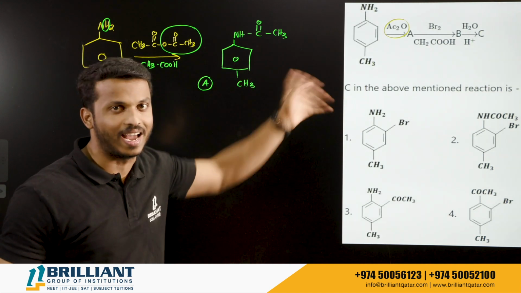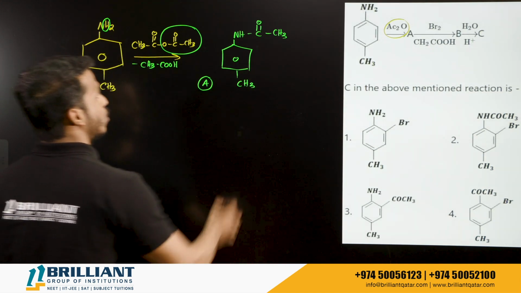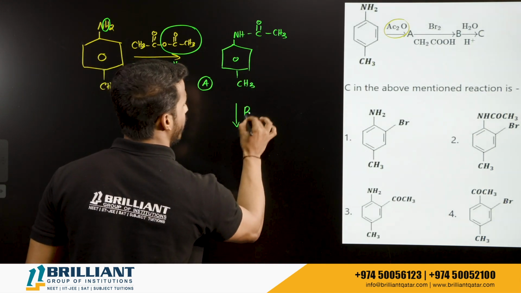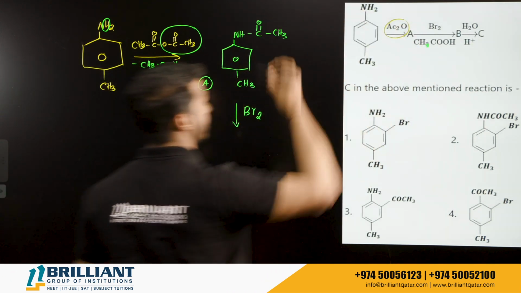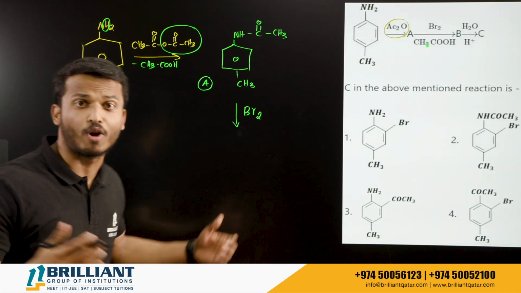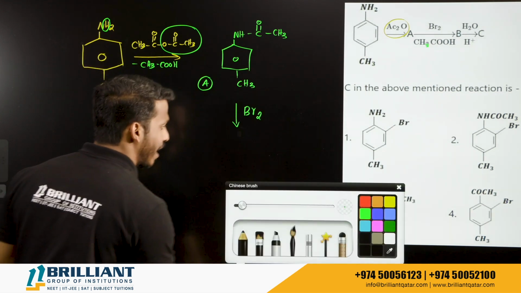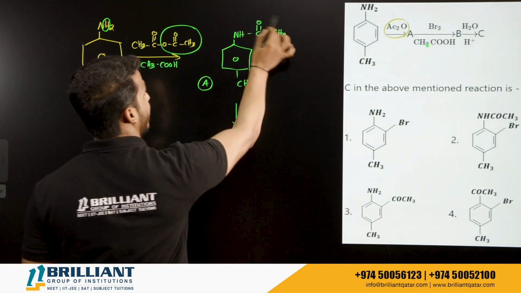N-phenylethanamide or acetanilide, with a methyl group here. So next reaction, dear all, they are treating with bromine in presence of ethanoic acid. That's called bromination. Where this bromine can attack is decided by the existing group.